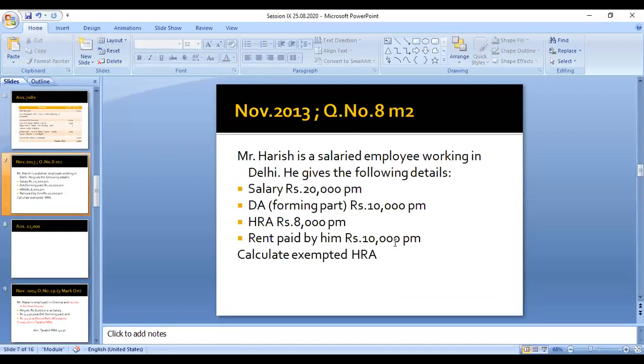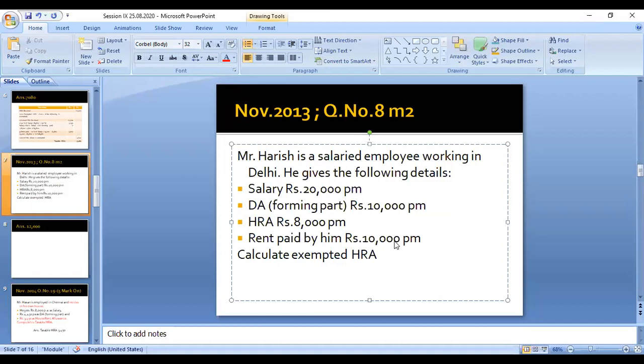So this is the next one. Sometimes they can ask only exempted HRA, and sometimes they can ask for taxable HRA. If it is exempted, you can calculate only those three amounts. Then we can go with the answer.